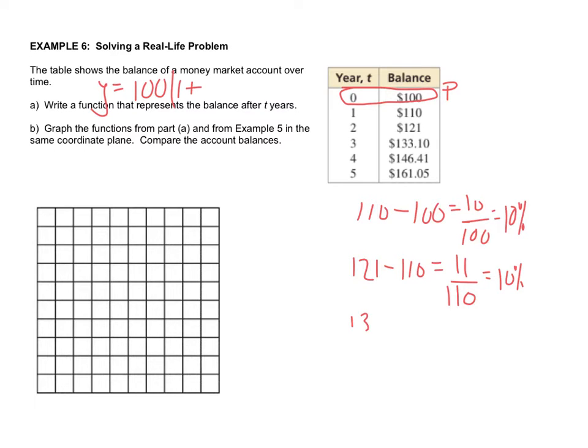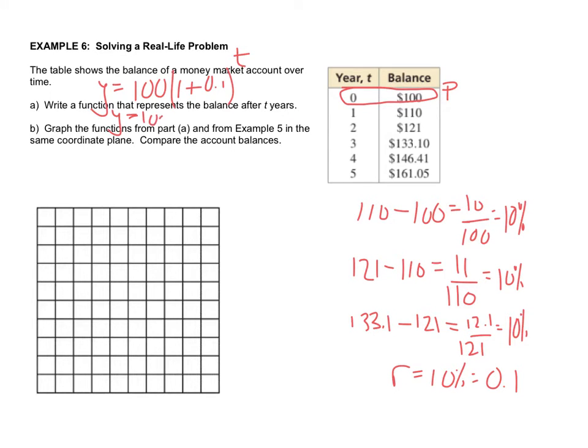If I do 133.1 minus 121, I get 12.1 over the original, which is still 10%. So basically our R is 10%, which in the function is a decimal of 0.1. And then we raise it to the t. Because we are doing this year to year, we don't need to put the N's because it's just happening year to year. So that would be our function. And to make it a little bit tighter here, 100 times 1.1 raised to the t.